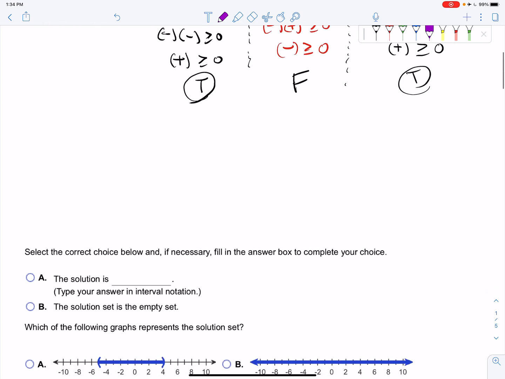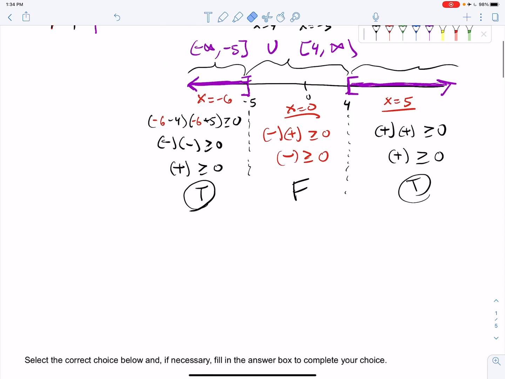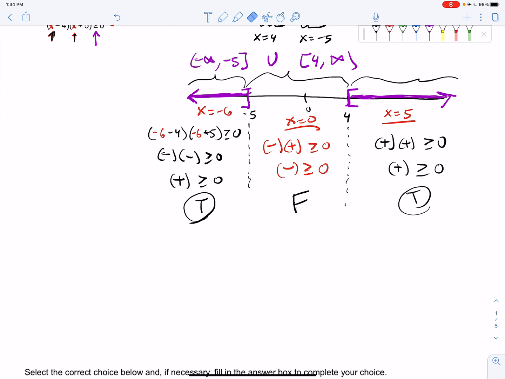I guess I'll write it again. Actually, why should I write it again? I don't need to do that again, but I'll just do a little circle.